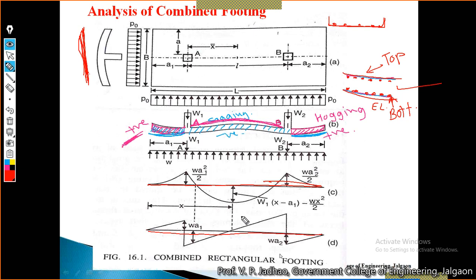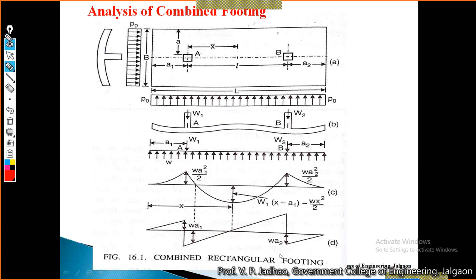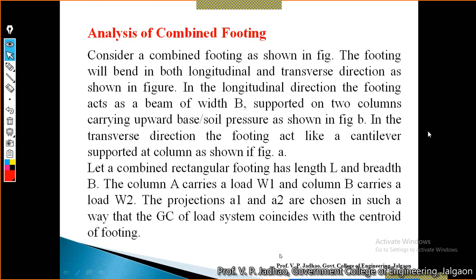Okay, so in transverse direction we are considering cantilever. In longitudinal direction we are considering some portion cantilever, some portion resting on column, again some portion resting as a cantilever only. Okay, so this is how we will be designing. This is the basic principle. Now we'll go to our design. We'll start with the design.